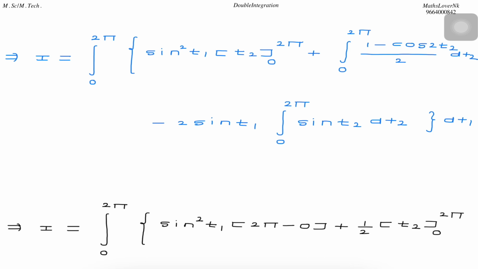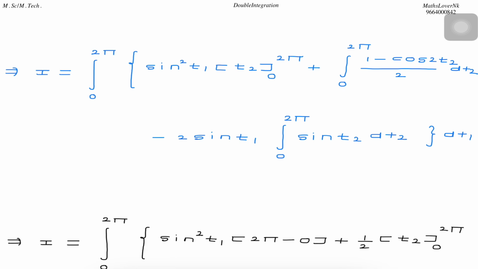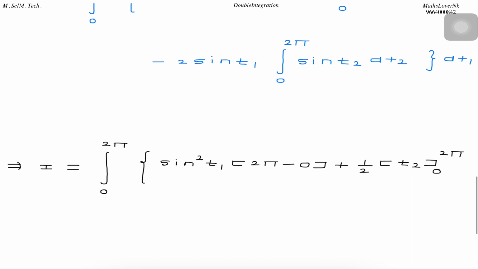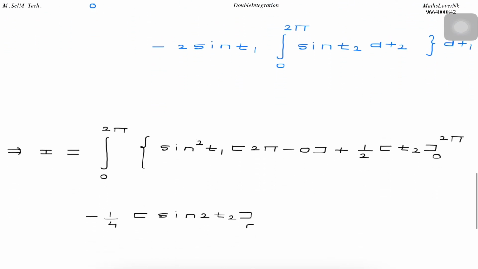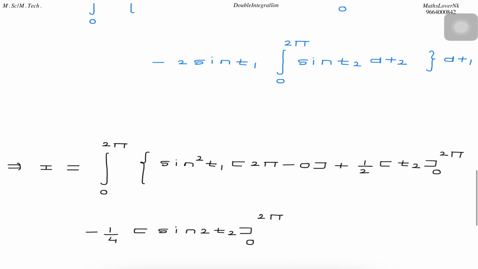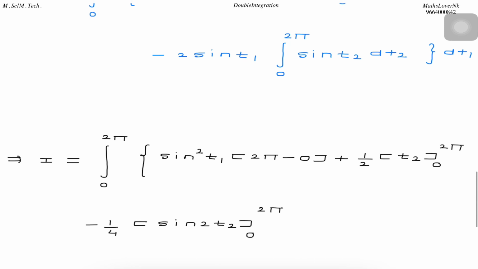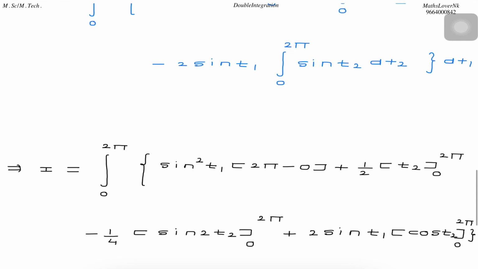The integration of cos 2θ is equal to 1 by 2 sin 2θ. So 1 by 2 into 1 by 2 is 1 by 4, so minus 1 by 4 sin 2t2, put the limits 0 to 2π. After that, minus 2 sin t1, and the integration of sin θ is equal to minus cos θ, so minus plus becomes plus, cos t2 with limits 0 to 2π, bracket close, and into dt1.